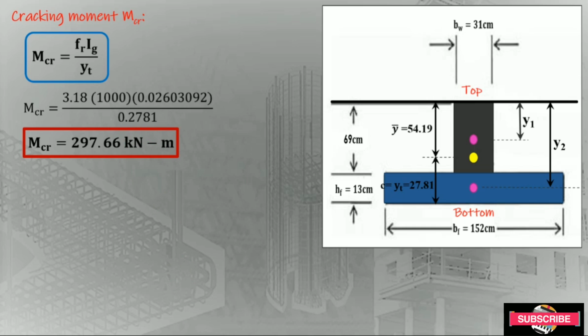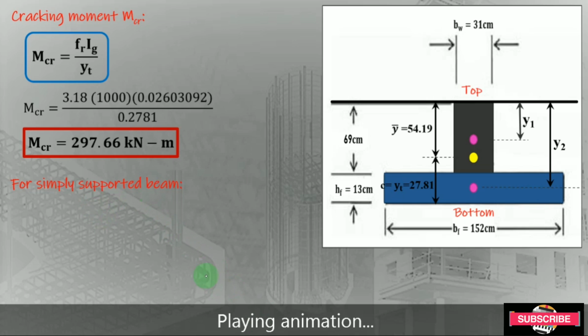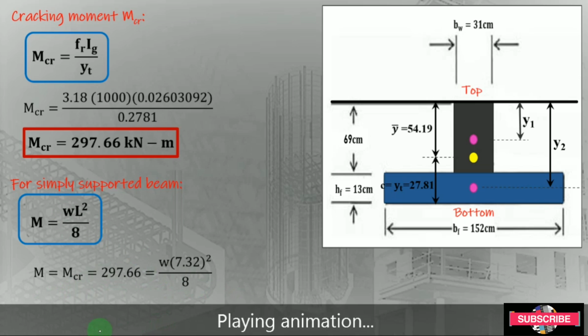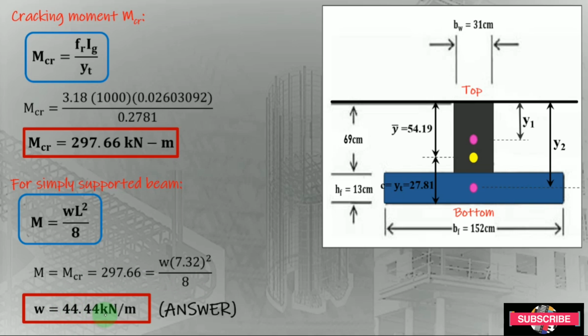So we are not yet done. We are going to calculate the uniformly distributed load, small w, since this is a simple span. We will use the basic formula for a simply supported beam in calculating the moment, or this cracking moment, which is equal to WL squared over 8. So we have M, which is equal to this MCR, and L, which is equal to 7.32. So we can get this uniformly distributed load W. Calculating, we arrive at this value of 44.44 kilonewton per meter.